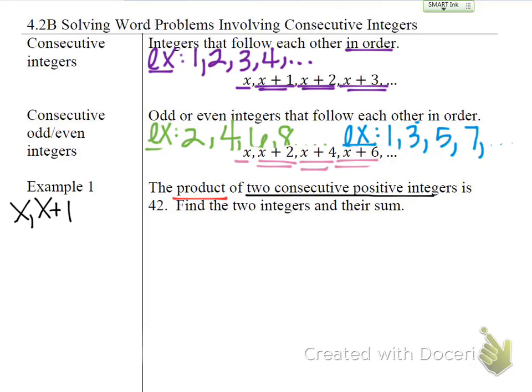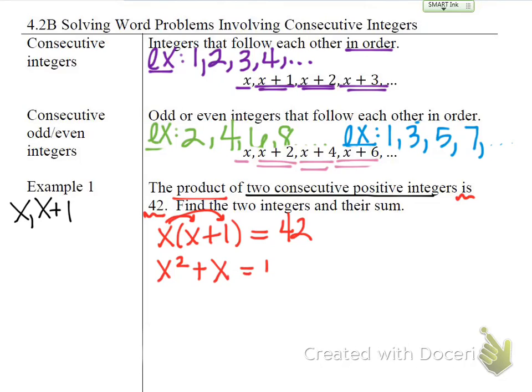So product means that we're multiplying. So that's going to be x times x plus 1 equals 42. So what does that mean? Okay, guys, what does it look like you should do next? How would we solve? What would you do first? Distribute. So distribute the x into the parentheses. So that's going to give me x squared plus x equals 42.